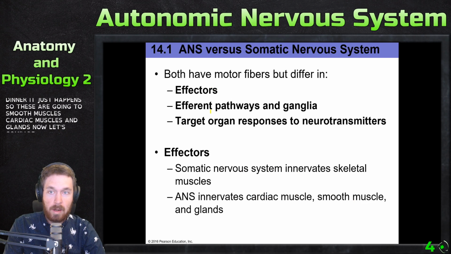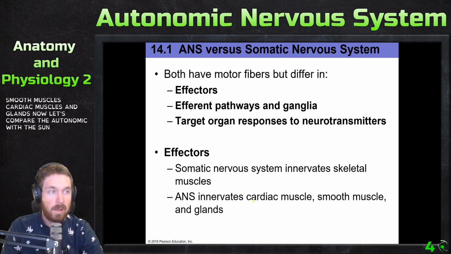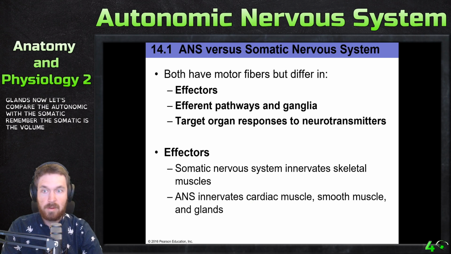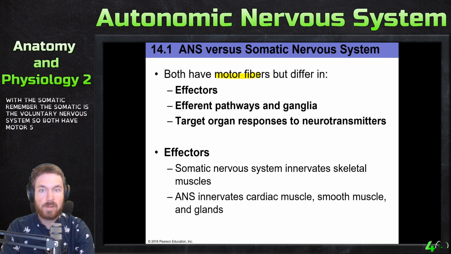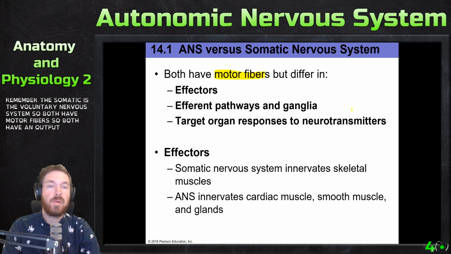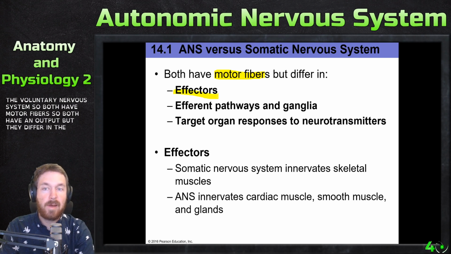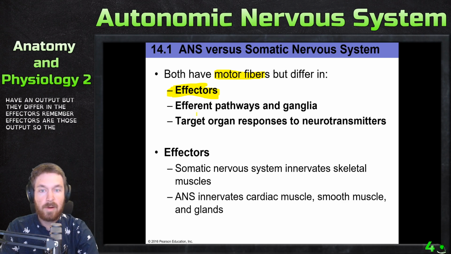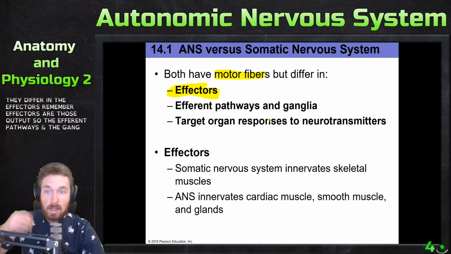Now let's compare the autonomic with the somatic. Remember, the somatic is the voluntary nervous system. So both have motor fibers. So both have an output, but they differ in the effectors. Remember, effectors are those outputs. So the efferent pathways and the ganglia differ.